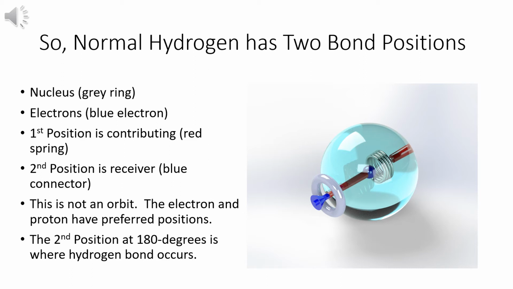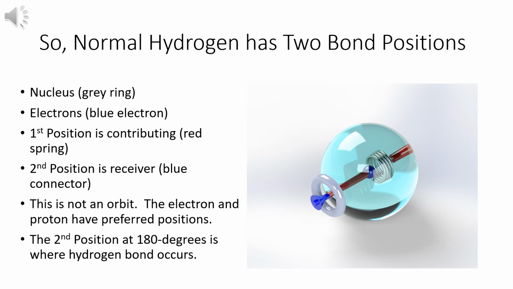In the graphic, the nucleus is shown as a gray ring. Another video explains why that is appropriate, but not here. Each electron gets shown as a blue sphere. The first position to the upper right is contributing. That has a red spring because there is some flexibility in the 3D engineering program. The second position gets the receiver position. That is shown as a blue connector.